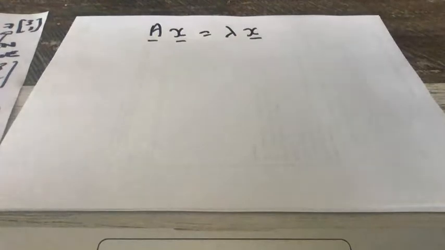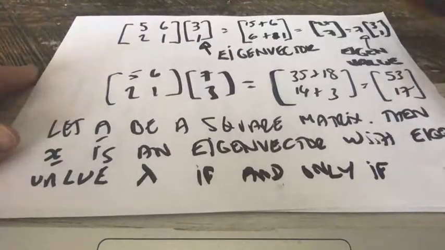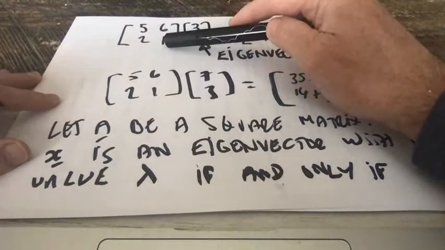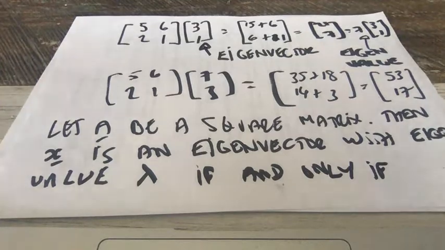Okay, so in this case, if I can go back to my example up here, A is 5, 6, 2, 1, and your X is 3, 1. And that's all it is. So we're just generalizing this. We're not just confining it to 2 by 2 matrices. We're saying any square matrix can have this property.